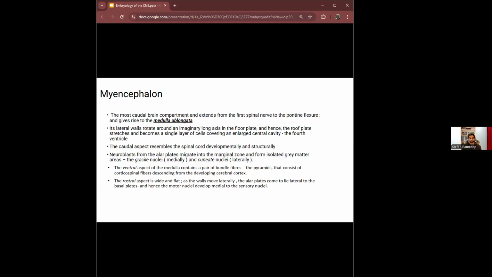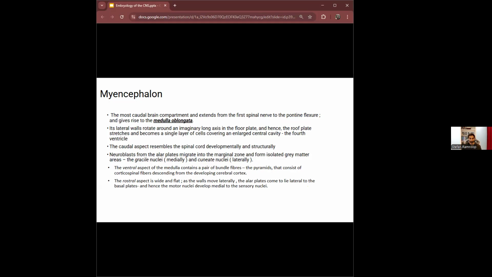The caudal portion of the myelencephalon closely resembles the spinal cord in both its structure and development. Within this region, neuroblasts derived from the alar plate migrate into your marginal zone, where they form isolated clusters of gray matter: the gracile nuclei medially and the cuneate nuclei laterally. On the ventral surface, the medulla develops a pair of longitudinal fiber bundles known as the pyramids, and these contain the corticospinal tracts that will descend from the developing cerebral cortex.